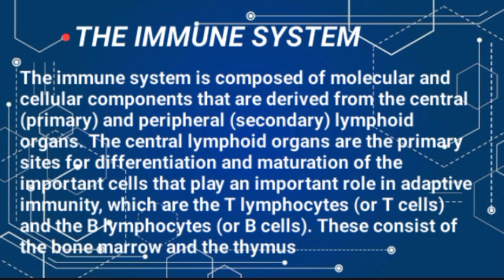The central lymphoid organs are the primary sites for differentiation and maturation of the important cells that play an important role in adaptive immunity, which are the T lymphocytes or the T cells and the B lymphocytes or the B cells. This consists of the bone marrow and the thymus.